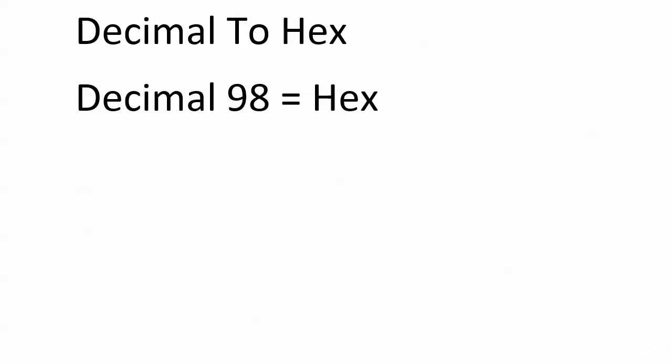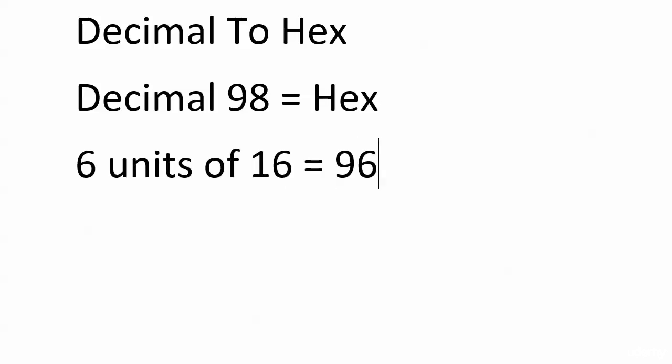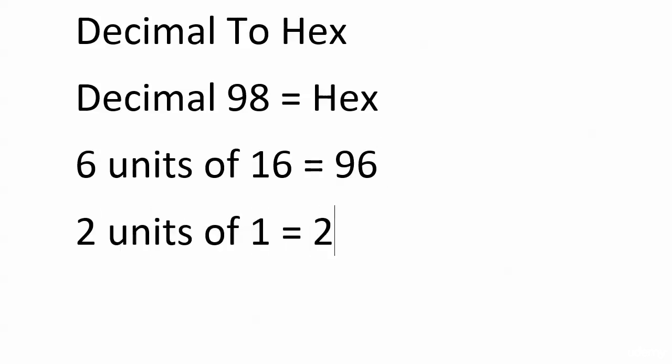Anyway, first things first, we got to come up with how many units of 16 are in here. Like I said, I just kind of count them out loud to myself. 16, 32, 48, 64, 80, 96. And you can't see my fingers, but there were 6 of them. So we have 6 units of 16 here. And that equaled 96. Now that left us 2 units of 1, because 98 minus 96 is 2. So we're already done. The hex value here is 62. The decimal 98 converts to the hex value 62, 6 units of 16 and 2 units of 1.